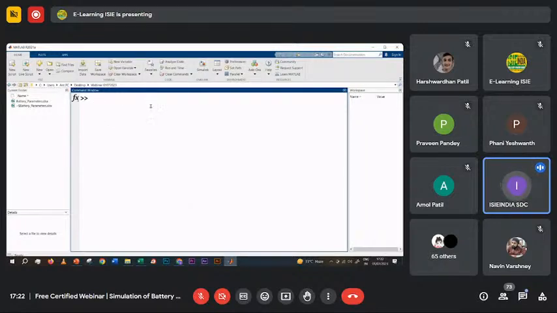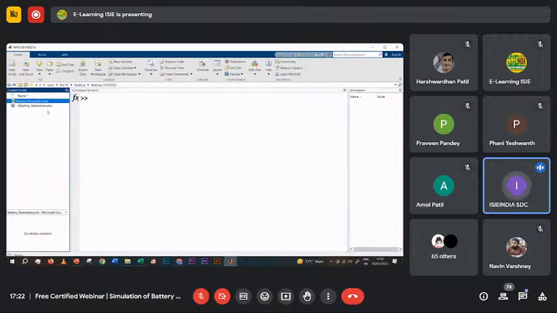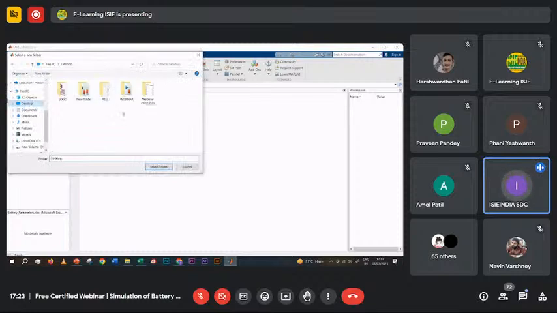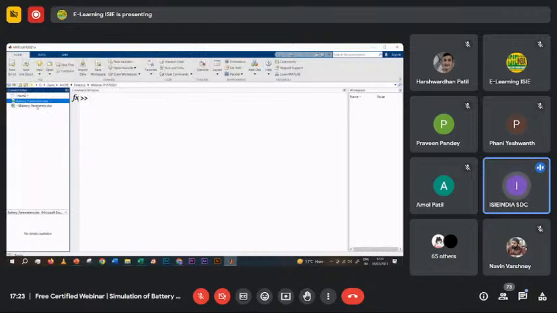Here, first of all, we'll be selecting the battery parameters. I already selected the folder which has the Excel sheet whose data I have to incorporate into the MATLAB workspace. From here we can select the folder. Similarly, on the desktop I have saved the today webinar folder and I have just selected it here. So you can see the battery parameter data is being configured.